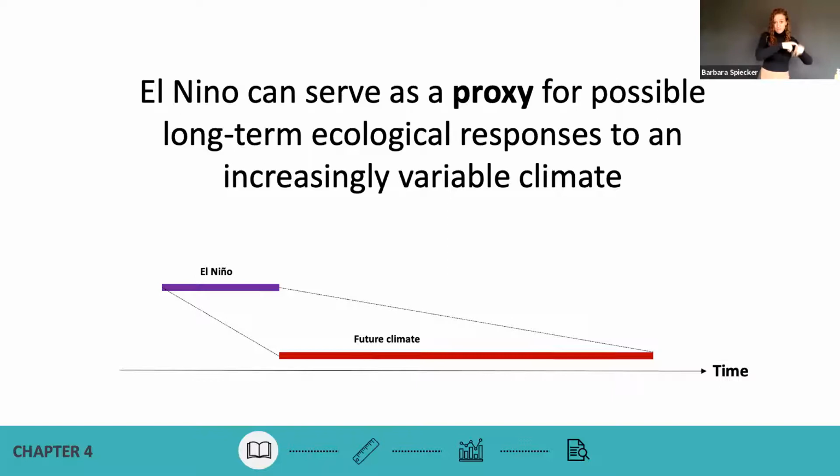So then the impacts of El Nino events on coastal environments in the short term, likely mimicking those of climate change in the long term, gives us the opportunity to use El Nino then as a proxy for possible long-term ecological responses to an increasingly variable climate. This gives us an opportunity to grab an early estimate of what might happen in the future.